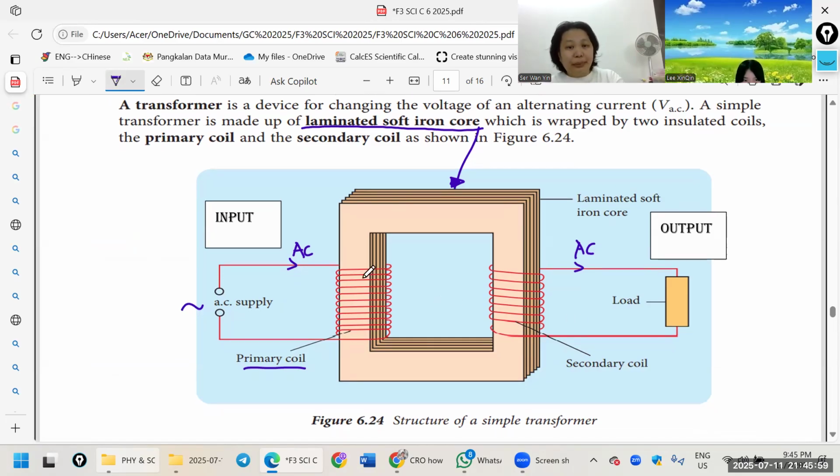The number of primary coil turns is recorded as NP. Voltage for input we say EP. The number of secondary coil turns we say NS. Voltage of the secondary coil we say ES.